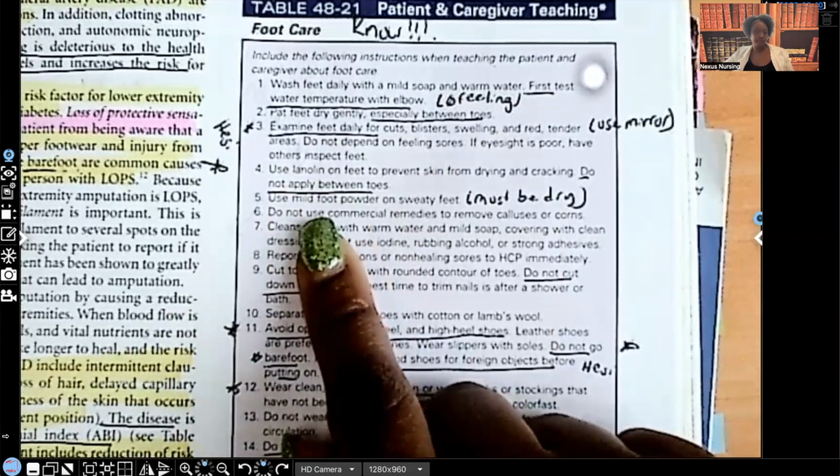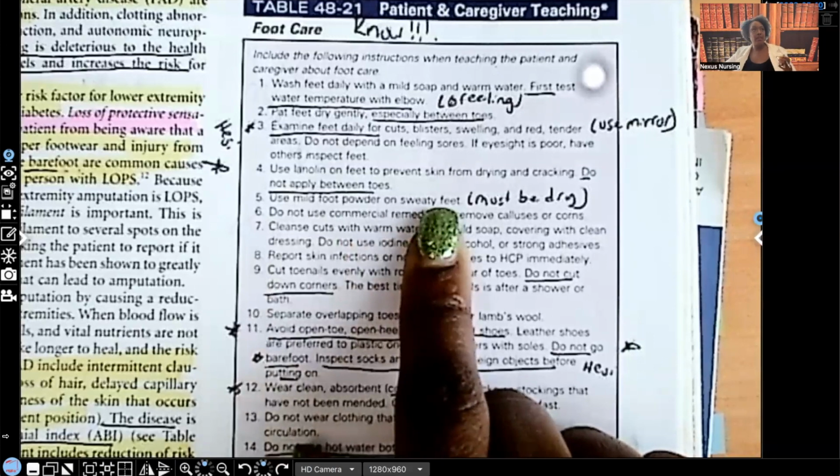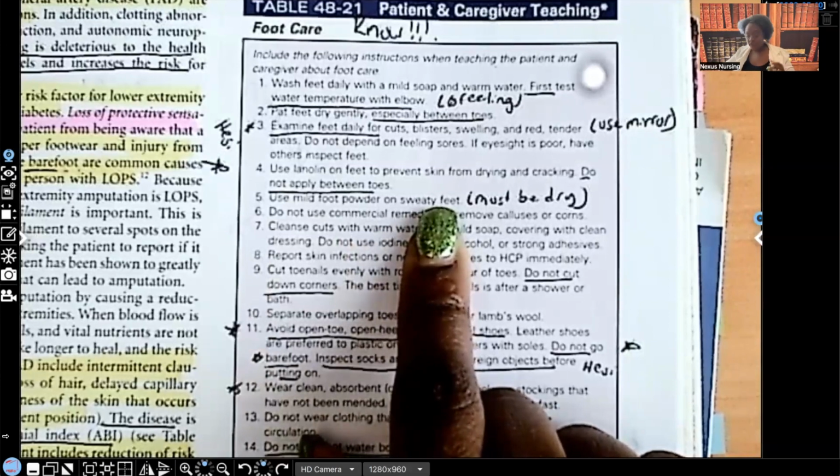Use mild, not severe, not irritating, mild foot powder on sweaty feet. Why? Because sweaty feet can cause maceration. It can turn into ulcers. We want the feet to be moisturized but dry. So if the feet are sweaty, use mild powder.